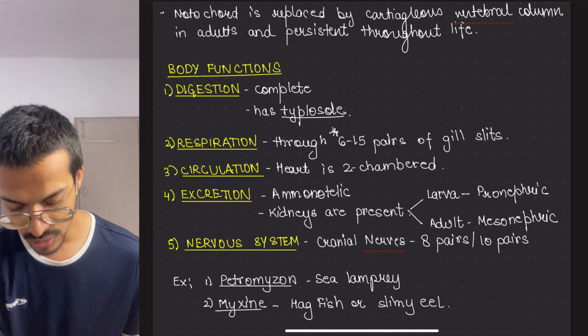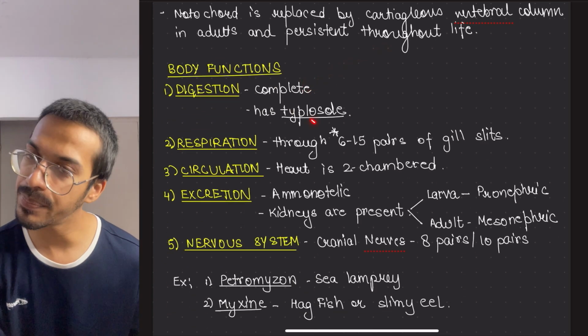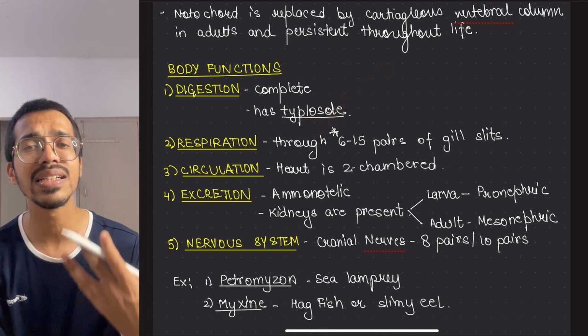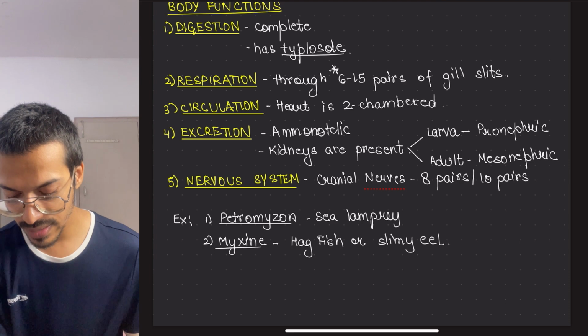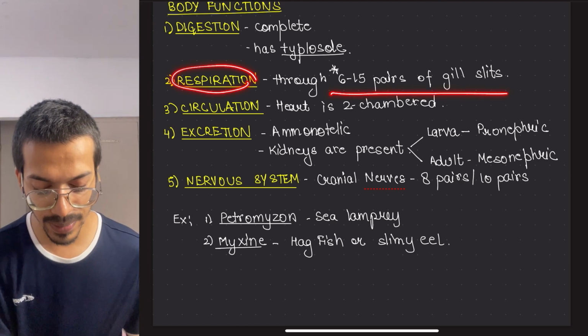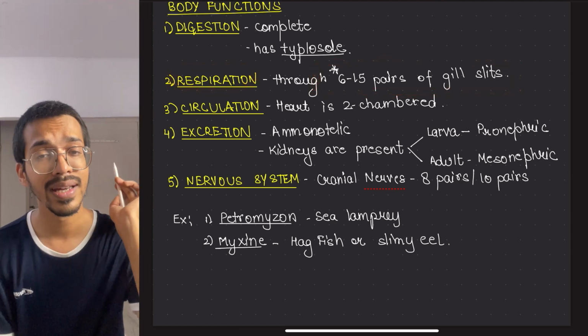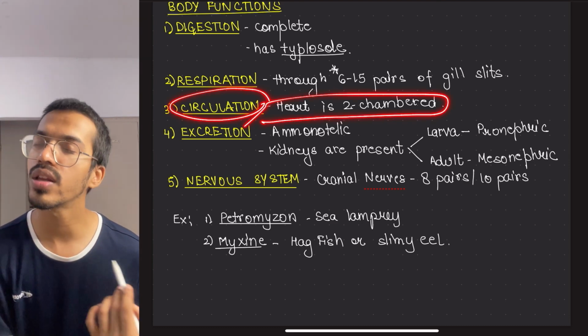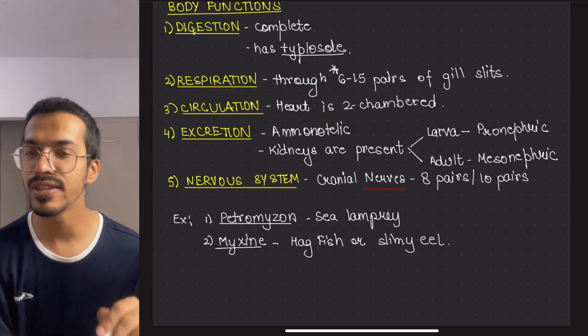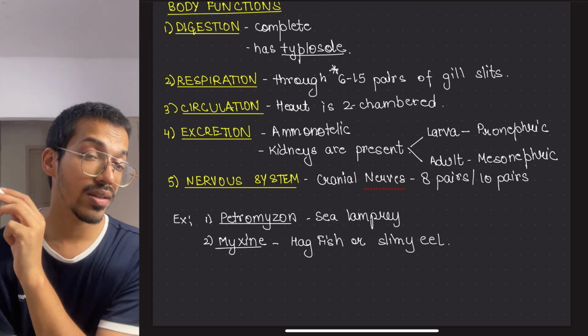Body functions. A complete digestive system is there, with a typhlosole. What does the typhlosole do? It increases the surface area for reabsorption and slows down the movement of food. Then respiration is through 6 to 15 pairs of gill slits. Very important, it can be asked to you. Then circulation: the heart is 2-chambered. What are the 2 chambers? Auricle and ventricle. In the last one, the heart was not present.